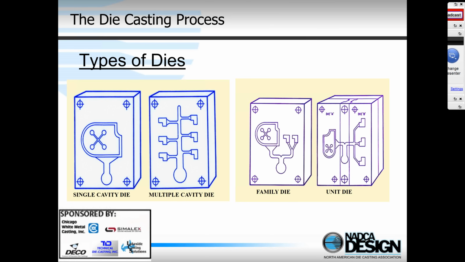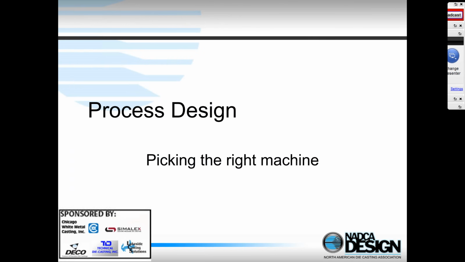And then finally, we have the unit die shown on the right-hand side. This is of more interest, I think, to the die caster than to you as a designer, but it allows the caster to quickly switch out specific cavities. It speeds setup time. So maybe you can keep this in mind when you're designing your die castings.